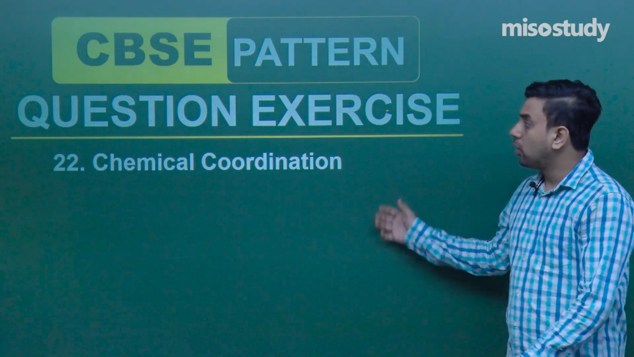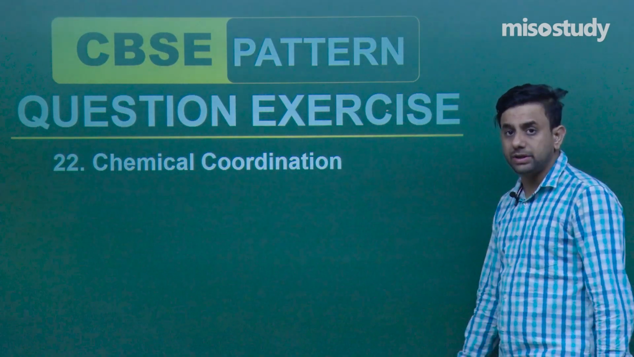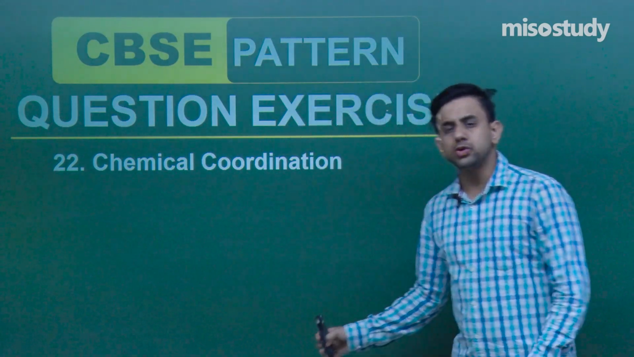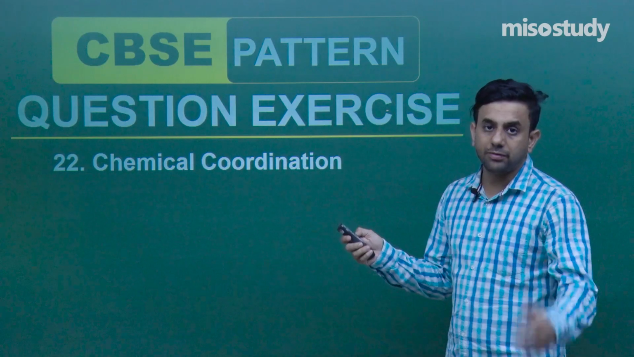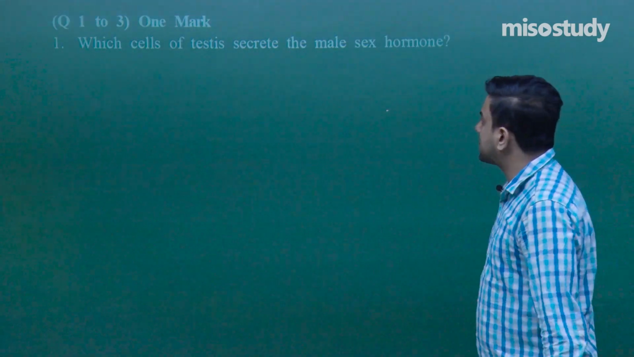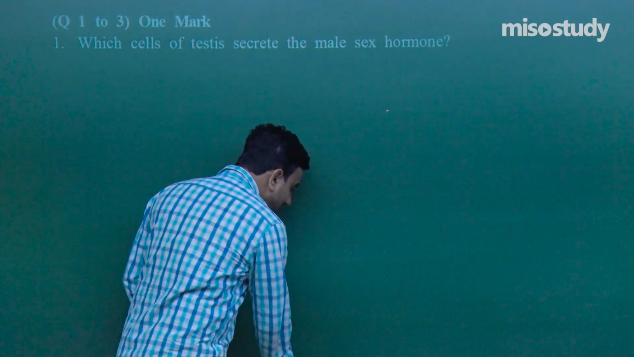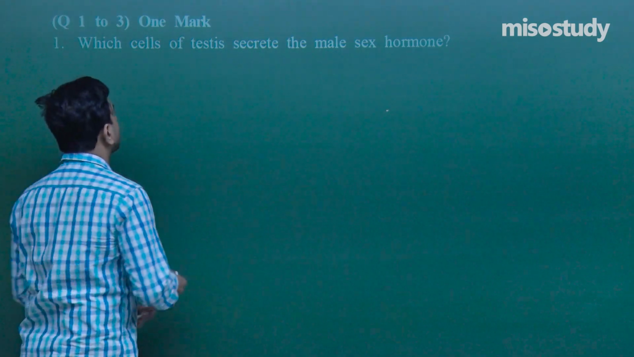So today we will be discussing the CBSE pattern question exercise on chemical coordination, where we will be talking about certain hormones, their effects, and the different fundamentals regarding that. We'll start with the one marker: which cell of the testes secretes the principal male sex hormone, that is testosterone.